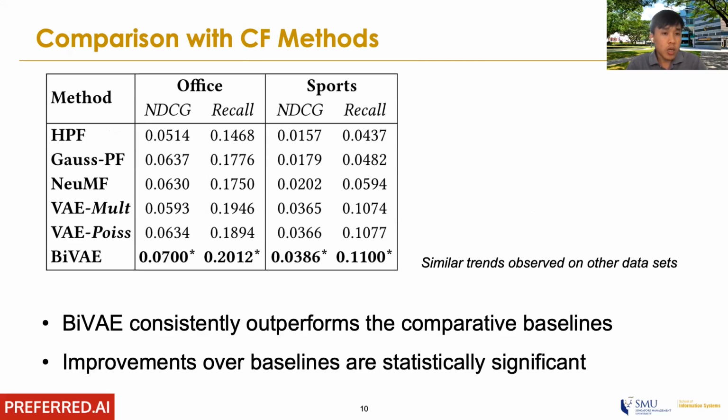First, in comparison with the different collaborative filtering methods, we see that the BiVAE model consistently outperforms the comparative baselines. The improvements over the baselines are statistically significant, tested with a two-tailed paired t-test, and similar trends are observed on the other datasets as well. Due to the space limit, we only show 2 here, but the same trends are observed with the other datasets.